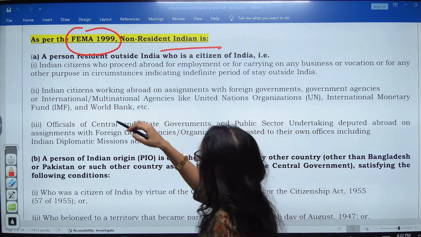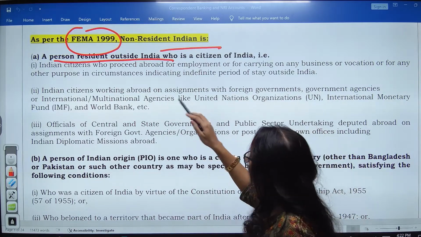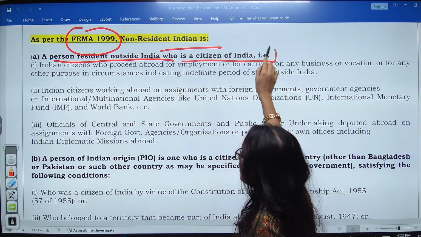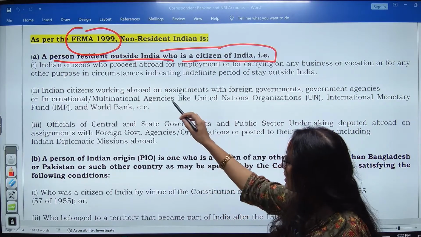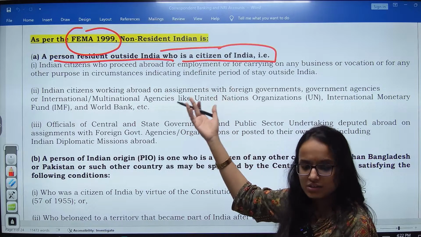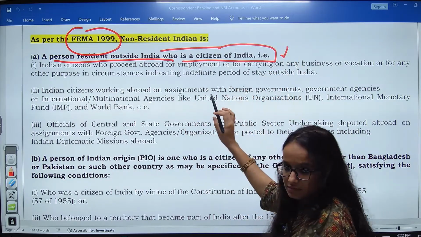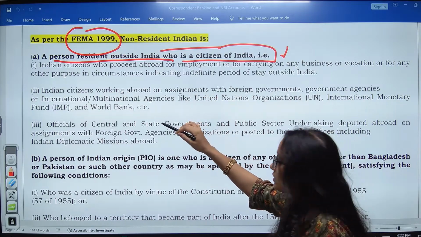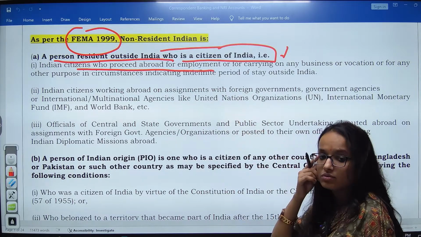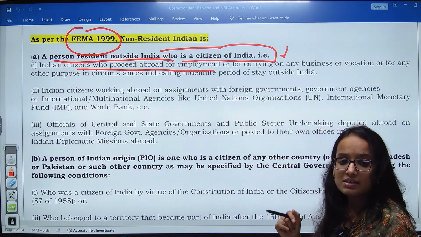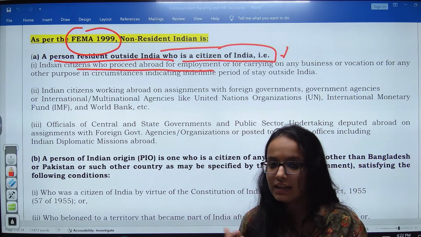So as per FEMA, a person resident outside India who is a citizen of India. So the first broad criteria is a person residing outside India but is a citizen of India. That is the basic criteria of NRI, right? Now what are the sub clauses attached? Indian citizens who proceed abroad, those persons residing abroad but who are citizens of India. For what purposes can they go and then be classified as NRI?